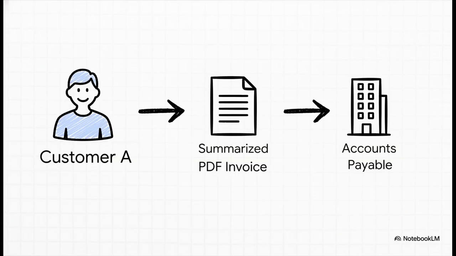Okay, first up, let's meet customer A. They're a big retailer. All they want is one simple summarized PDF invoice. And they want it sent to a generic accounts payable email. Easy enough, right? This is our baseline, our starting point. But as you can probably guess, it doesn't stay this simple for long.